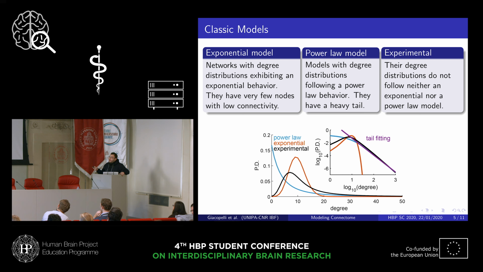Then we have the power law model. A power law model has a power law behavior in the degree distribution, the blue one. It has a large amount of poorly connected nodes and a very slow decay in the tail, so it's called a heavy tail graph. However, experimental findings and data-driven models suggest that in brain connectivity, we have few nodes disconnected, like in the exponential model, and a heavy tail behavior, like in the power law model.